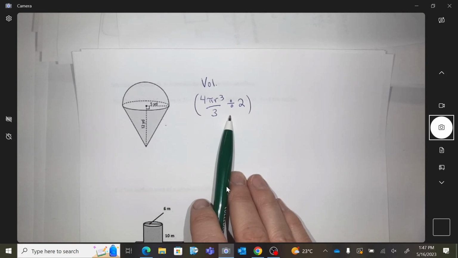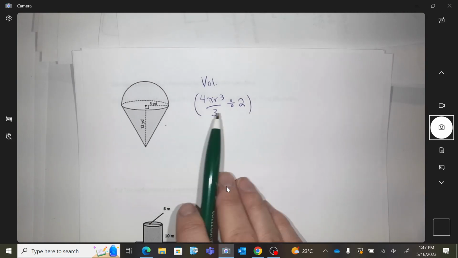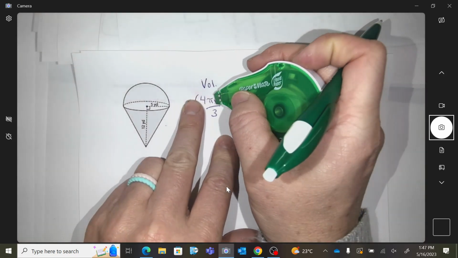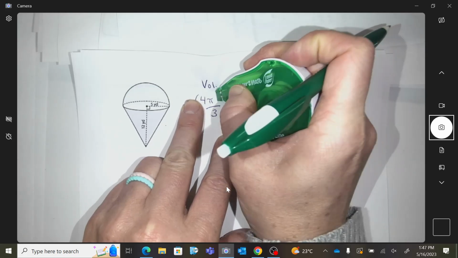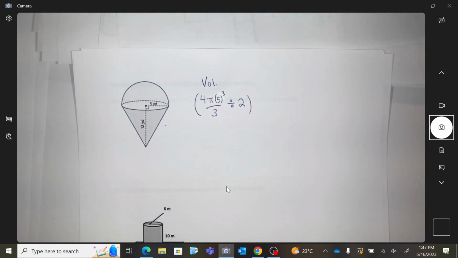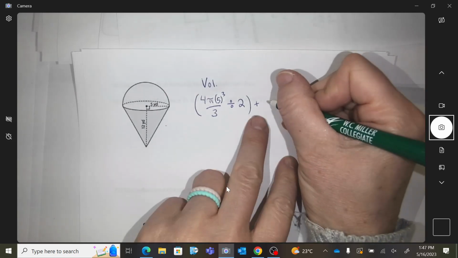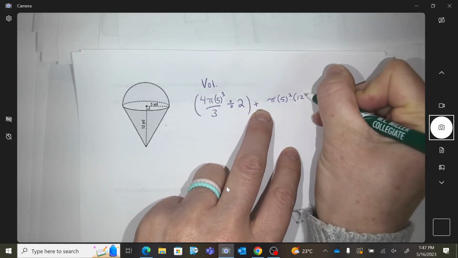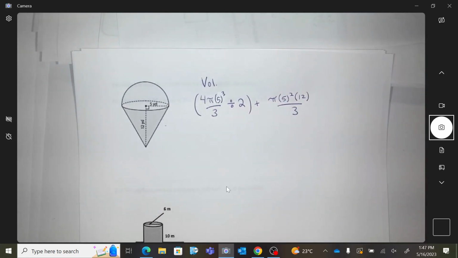I'm going to divide it by 2 because it's only a half of that sphere, right? Actually, are you okay if I just fill in this r right now? Let's just do that right away. And then we got the volume of the cone. So pi r squared h over 3. Okay, so just formula, plug in. That's basically all you have to do with volume.